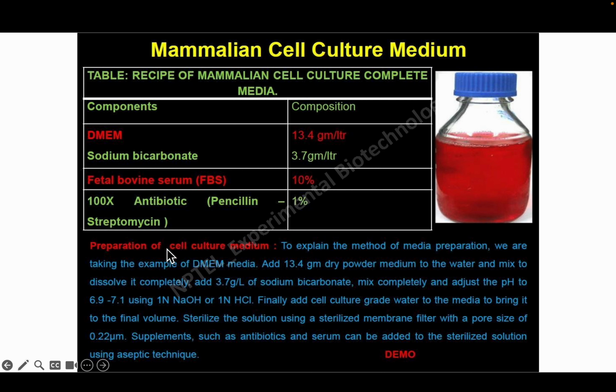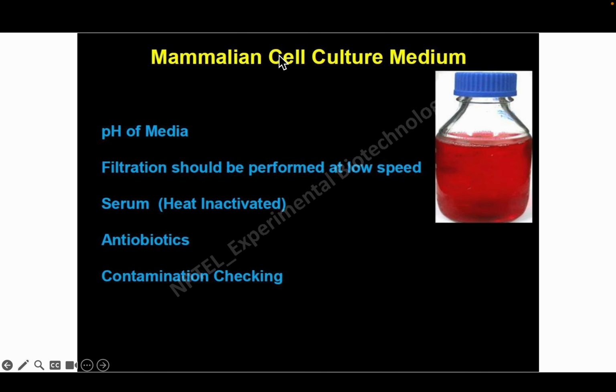Okay, so this media can be commercially bought also. You can buy the whole media commercially, and you can also make it. Generally people use commercially available media. So you have to have the pH set. pH should be adjusted. Filtration should be performed at low speed. Serum should be heat inactivated. Check for antibiotic and contamination.